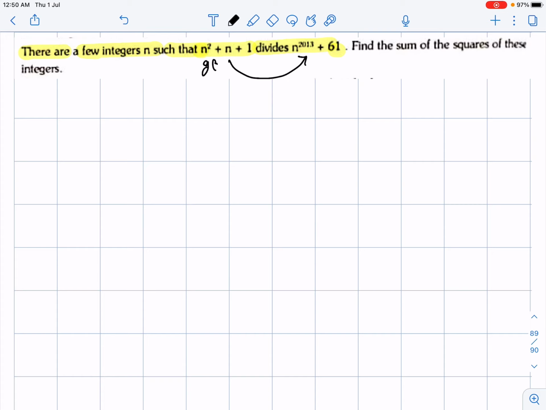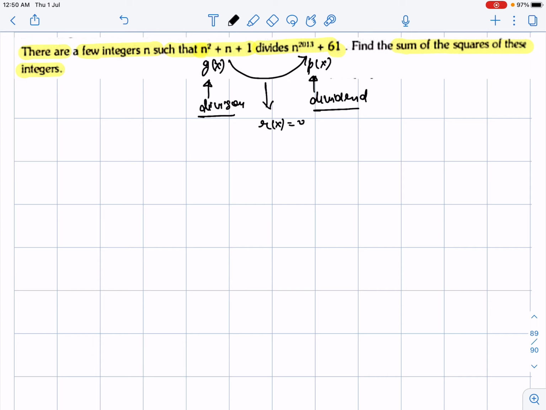That means, when this is g of x, this is p of x. This is the divisor polynomial, and this is the dividend polynomial. That means when the dividend polynomial is divided by the divisor polynomial, the remainder polynomial r of x is equal to 0 over here. Find the sum of squares of these integers, they are asking. So I would have to make use of this thing to solve it further.